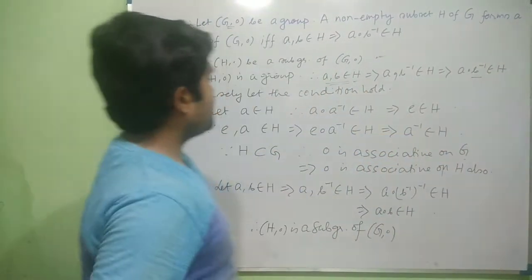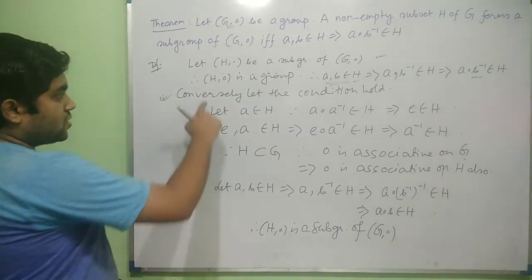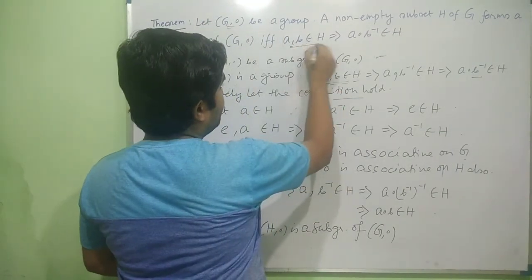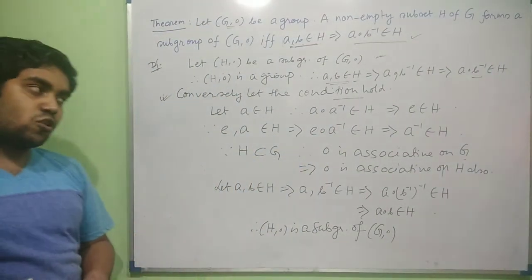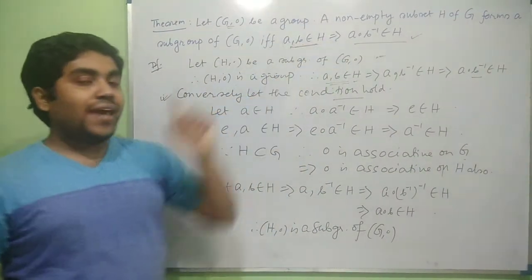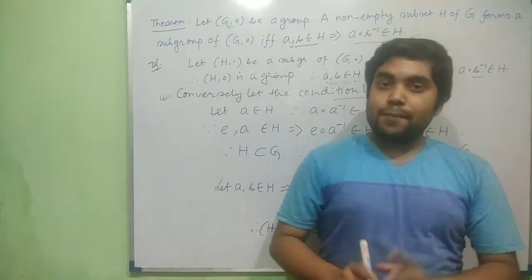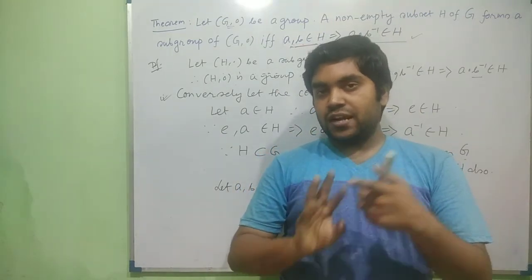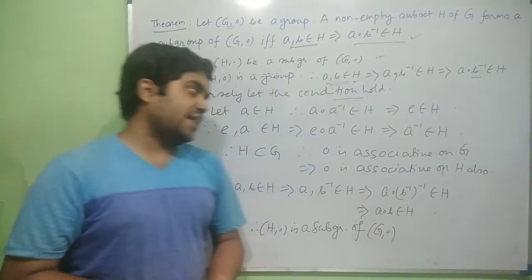So this is our first part, and in the second part, conversely, let the condition hold. That means for A and B, two elements in H, this result holds, that is A naught B inverse belongs to H. From that we have to establish that H is a subgroup of G. That means we have to establish four results: closure, associativity, identity, and inverse in the set H.